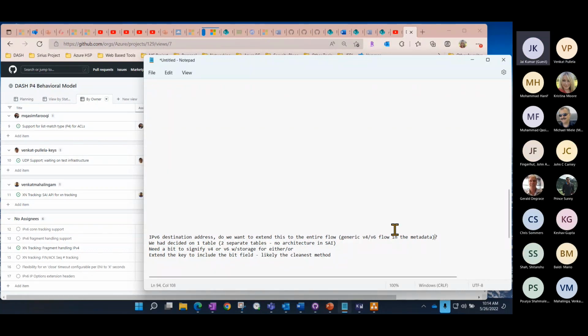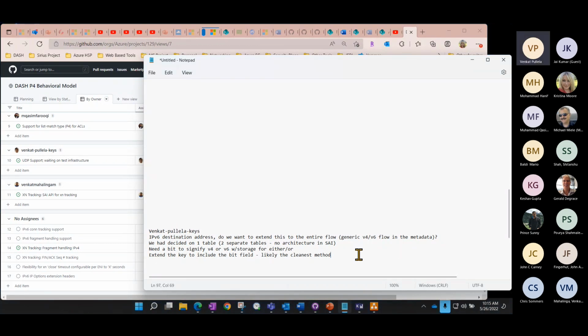Venkat, what's the need for specifying the full flow for fragmentation? In general, for flow tracking, I could keep source port and destination port separate, and then it works for UDP and TCP. That's how it is today. Metadata has a structure inside called flow, and the flow has source port and destination port, common to both TCP and UDP. What I'm proposing is to extend it to have two bits: one indicates TCP or UDP, and another indicates v4 or v6, and have a five-tuple inside.